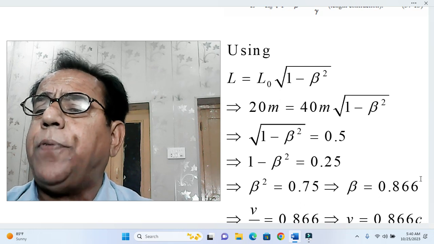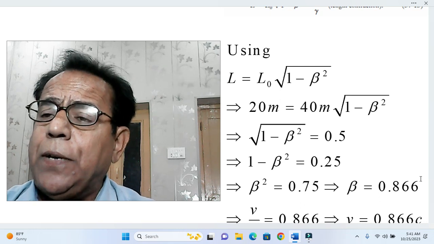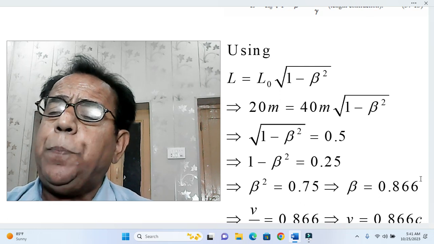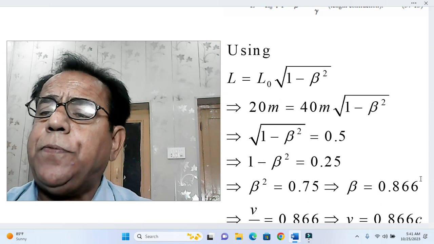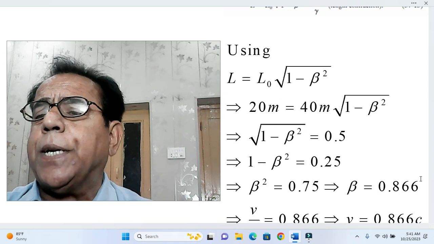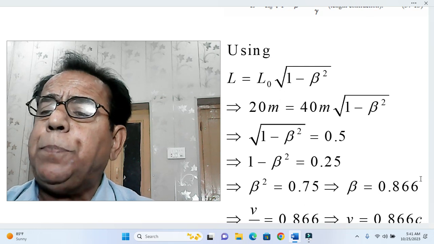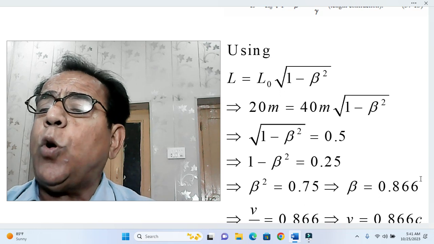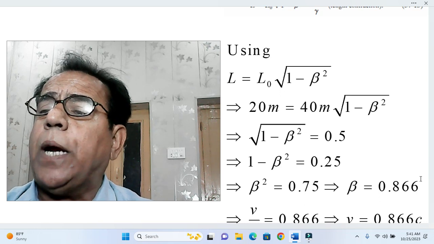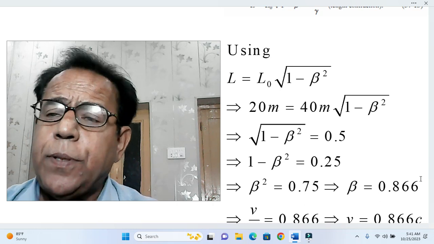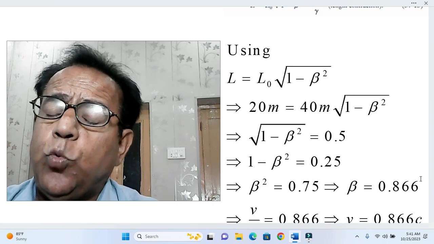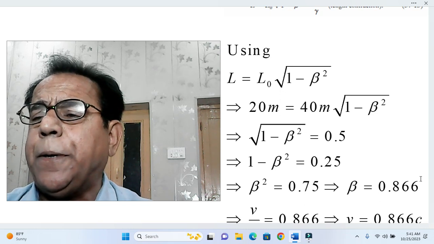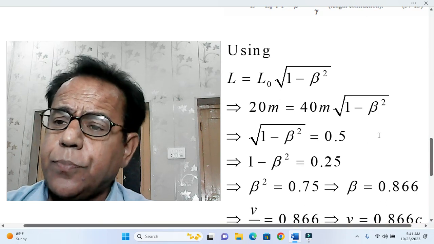When we take a square on both sides, then in place of under root 1 minus beta square, we will get simply 1 minus beta square. So 1 minus beta square will become equal to 0.25. The square of 0.5 is 0.25, because 0.5 is 1 by 2 and the square of 1 by 2 is 1 by 4, and 1 by 4 we know is 0.25.